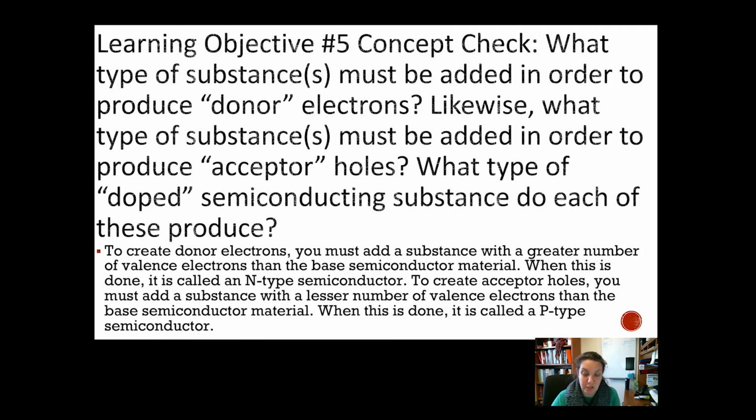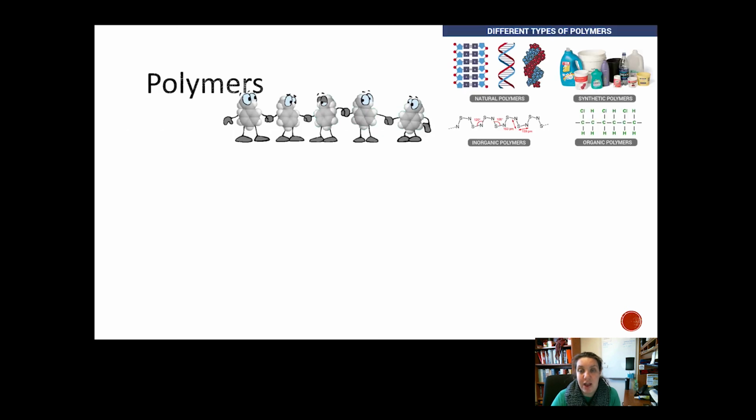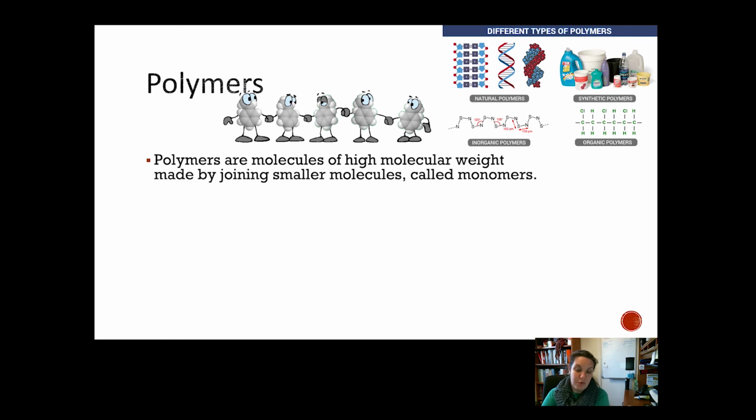Let's move on to polymers. We're going to be super quick with this one. Polymers are molecules with high molecular weight made by joining smaller molecules called monomers. So we add monomers together to get a polymer. We generally classify two types of polymers, or look at two types of polymers here.